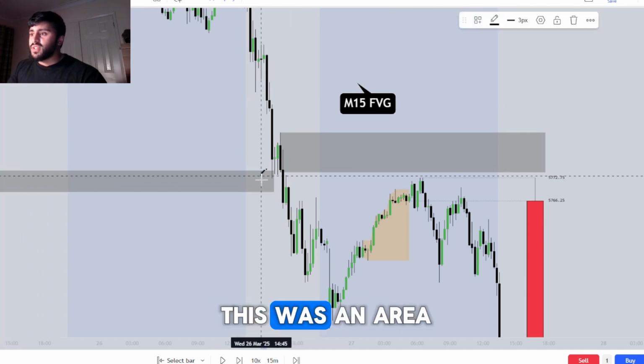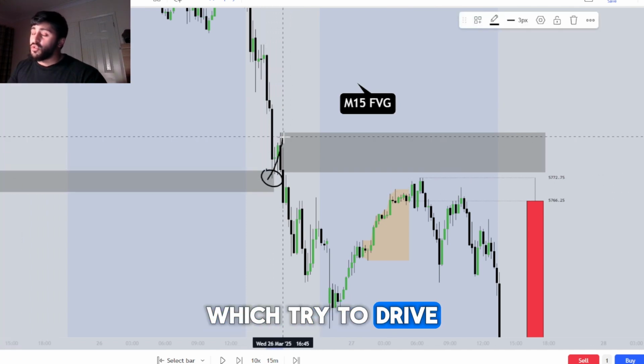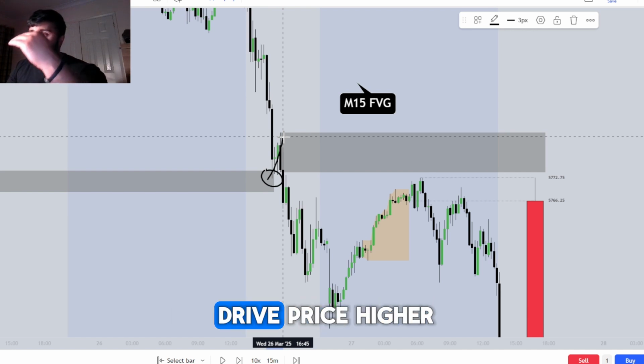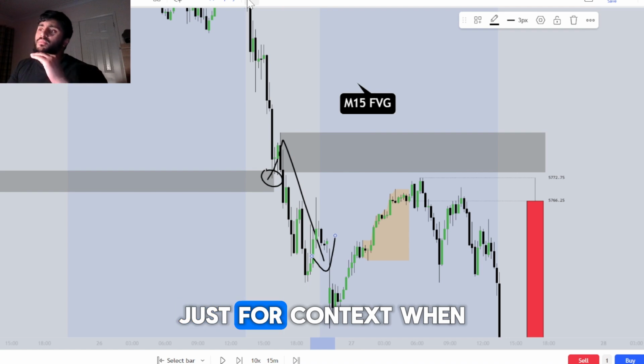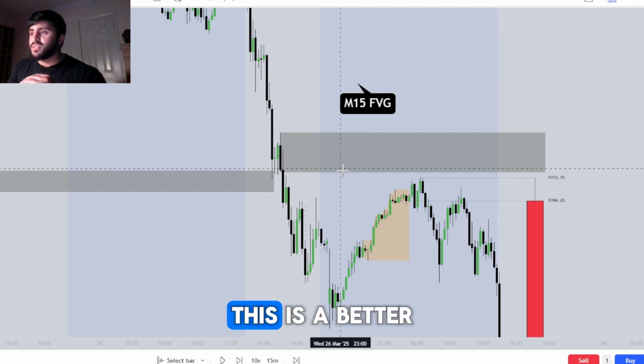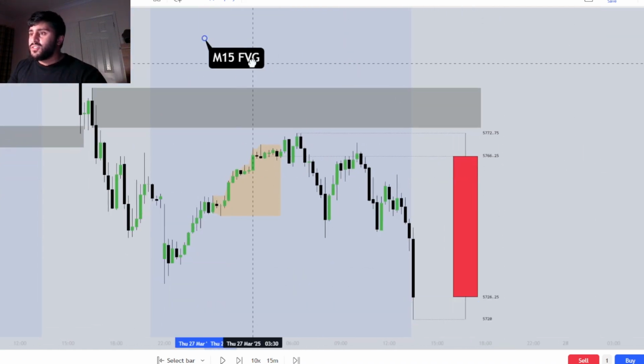So what this was, this was an area of demand which tried to drive price higher, then we fail. So this is essentially a flip zone. Just for context, when you see a flip zone, this is a better zone to be trading from. So this is step number one.